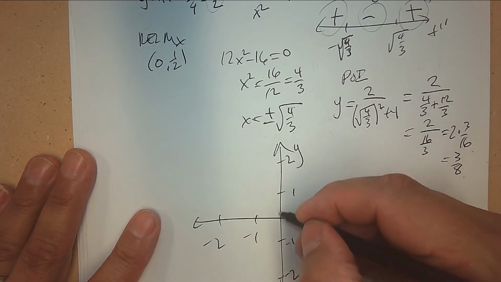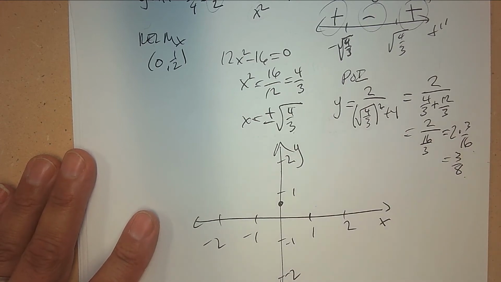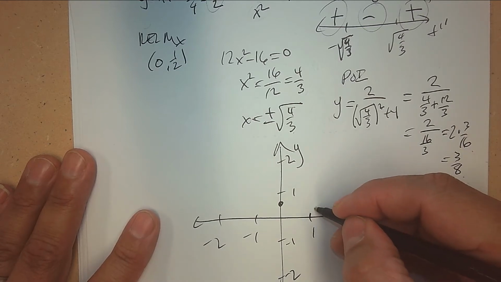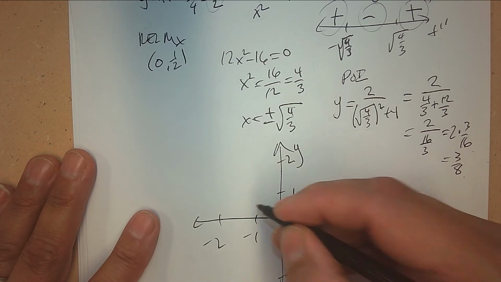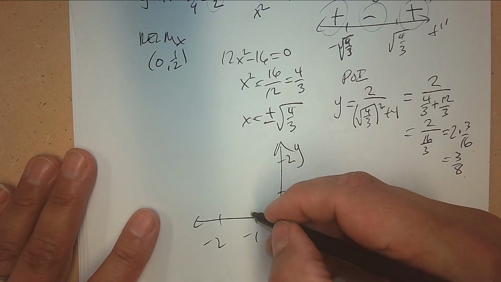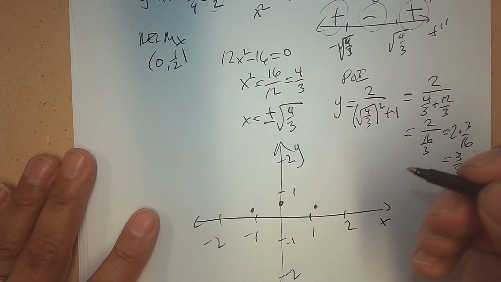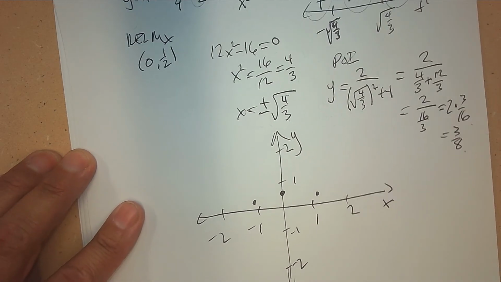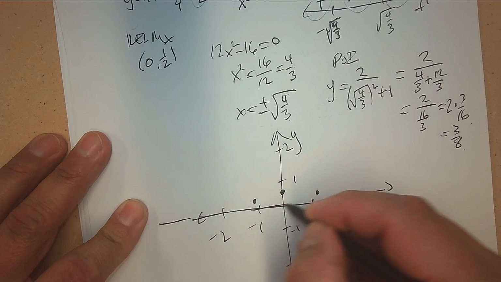So we know we have 0 and 1/2. That's a maximum. We also know this one, which is a little bit bigger than 1 and 3/8. So not quite 1/2, a little bit smaller than negative 1 and 3/8, a little bit lower than the 1/2. We also know that there's an asymptote over 0.